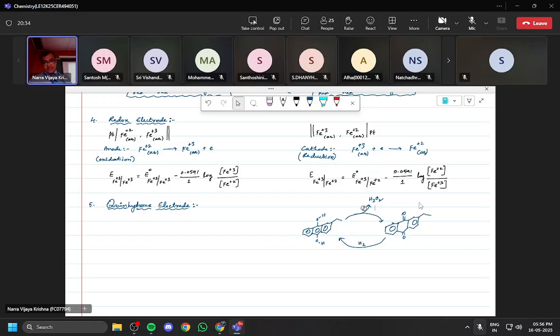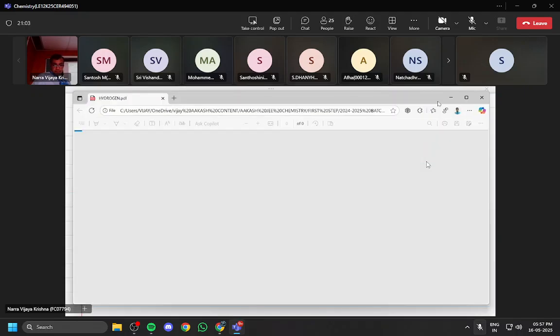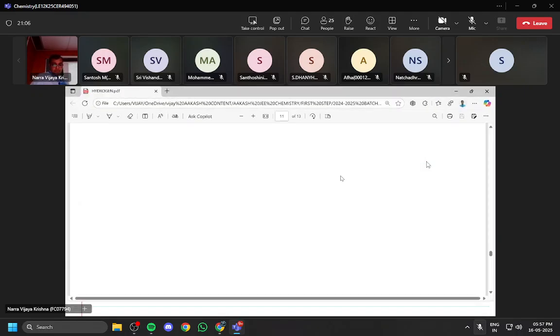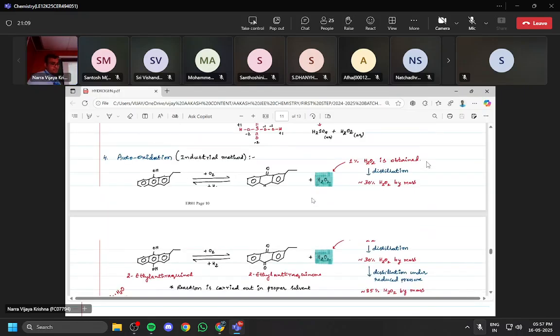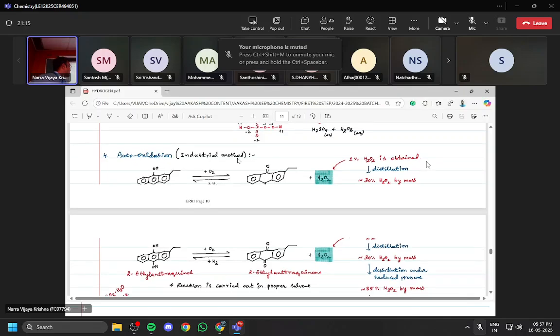Listen, I will show that reaction again. Hydrogen and its compounds chapter, we already discussed it, in class 11th, last year. In the hydrogen and its compounds chapter, we have seen this. Exactly. See, what is it? Auto oxidation, the industrial method of preparation of hydrogen peroxide.